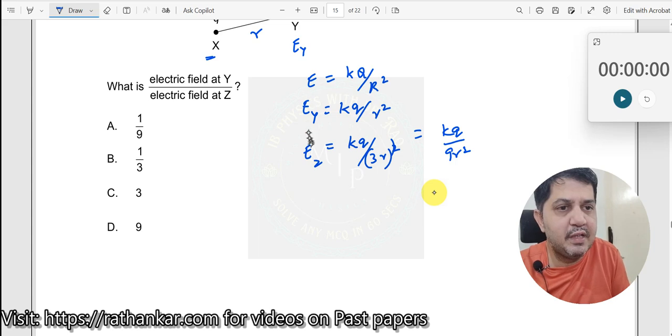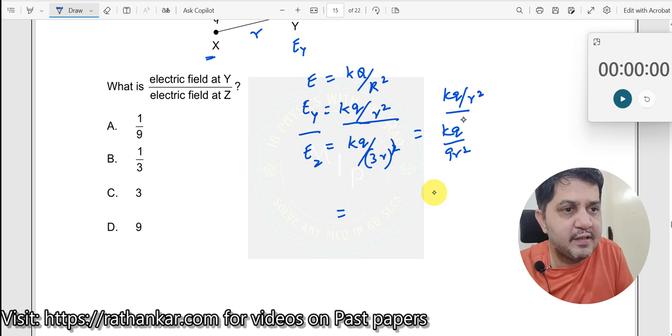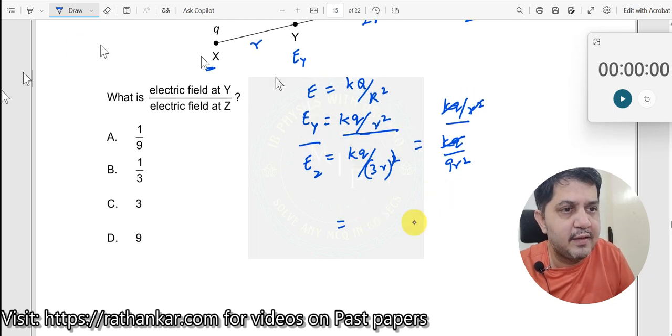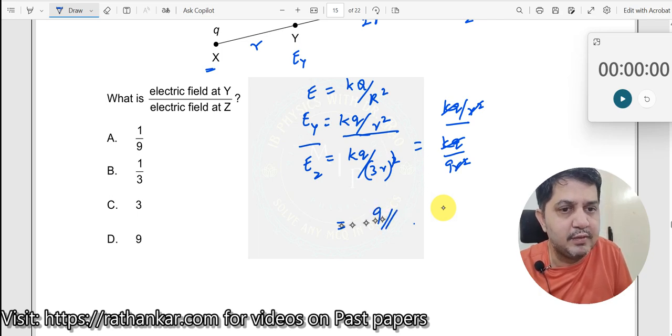Now what do we do? Divide one by the other, right? When I do this, what do I get? EY by EZ should now be equal to KQ by R square divided by KQ by 9R square. KQ goes away, R square and R square also will go away. So what do I get here? This should be equal to 9. So the answer is D.